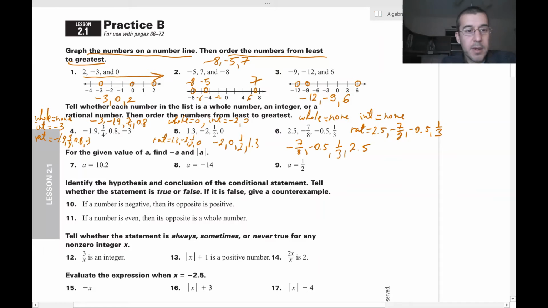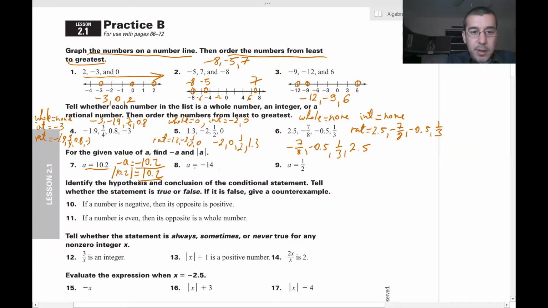Okay. Number 7, for the given value of a, find -a, so -a would be -10.2. And the absolute value of a, 10.2, is 10.2. Okay.